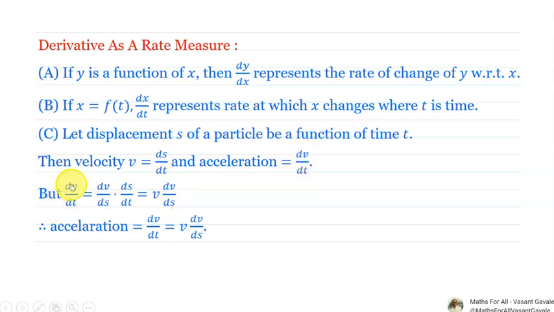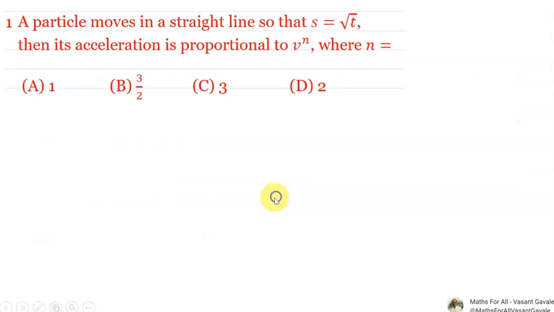But also, the acceleration dv by dt can be written, by using the chain rule, as dv by ds into ds upon dt. ds upon dt is nothing but v, and hence acceleration can be written as v into dv by ds. Hence acceleration is equal to dv by dt is equal to v into dv upon ds. Now let us start the problems.